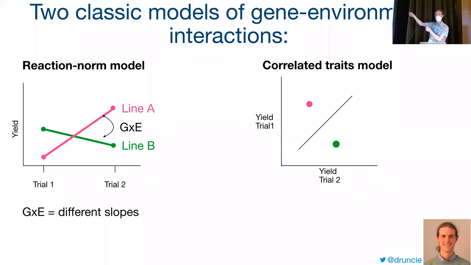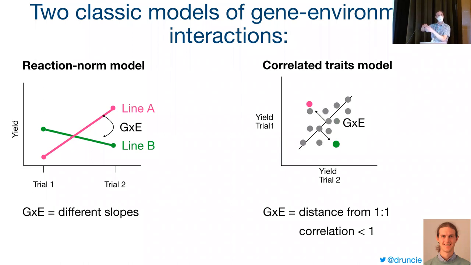And then we can plot them against each other, say on a scatter plot like this. And if the points, say the point for line one or the point for line two, are anyway off the one-to-one line, that means that those traits are different in the two trials. And so we call that a G by E. It's an equivalent representation. Another way of thinking about it is if we put more lines on here, if the correlation is anything less than one, that's G by E. If the correlation is exactly one, we would say no G by E. So that's another way of thinking about that.